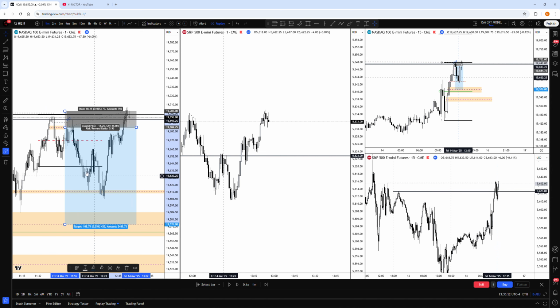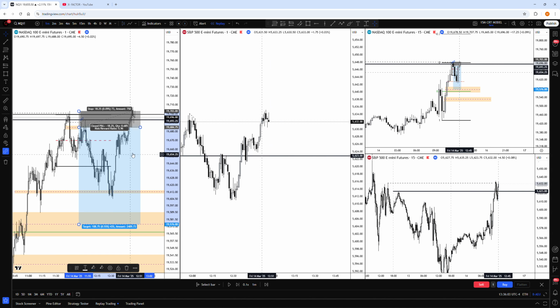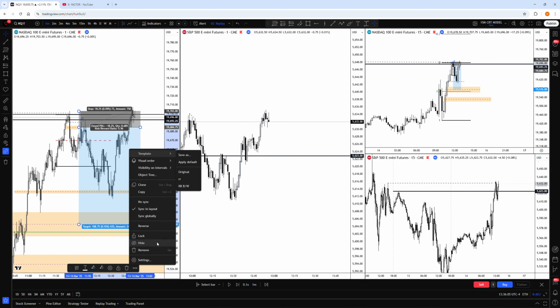But for me, I'm taking out 80% of my position right here on my target, and I'm letting most of it run to the next level. It depends on how you trade and what you're looking for. So that's essentially the entire trade there, guys.